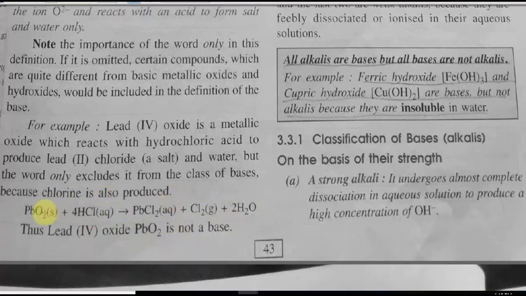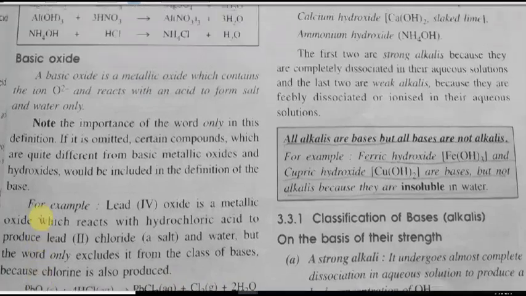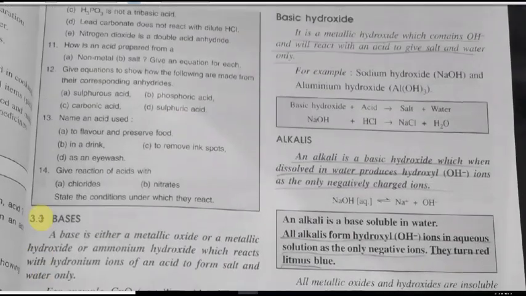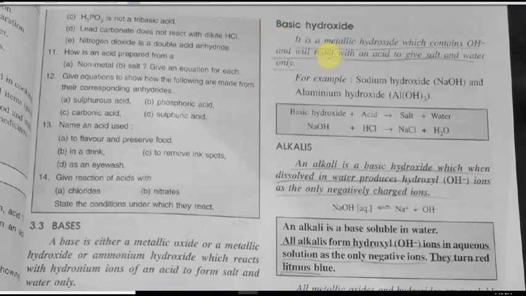This was metallic oxide. Now going to the other part, basic hydroxide. Students please follow the mouse cursor painted in yellow. A basic hydroxide is a metallic hydroxide which contains OH minus. You can see this is OH minus, this is OH minus and this is OH minus. It also reacts with acid to give salt and water only. Now this OH minus is reacting with hydrochloric acid giving salt and water only. A third product is not available here.